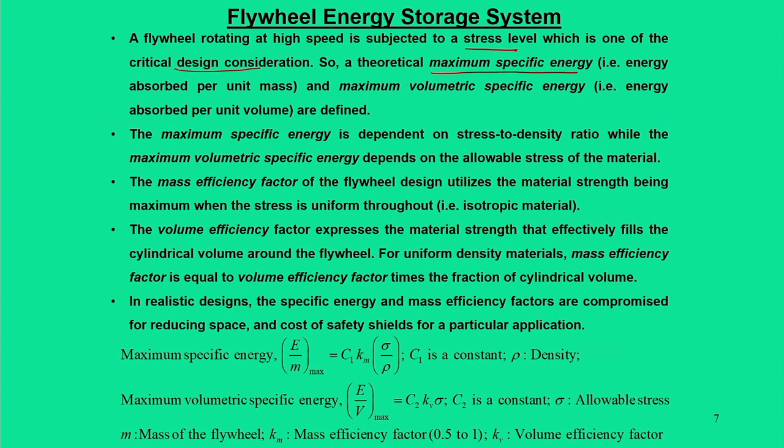Then again we try to correlate this specific energy with material properties. Here we can say that maximum specific energy depends on the stress to density ratio. In terms of mass, we write E/m max as a function of C1 into Km into sigma by rho. Sigma stands for the allowable stress of the material in which the flywheel is made, and rho stands for the density of the flywheel. If you want to convert in terms of volume, that is maximum volumetric specific energy, Km by rho can be defined as Kv, and that Kv we call the volume efficiency factor.